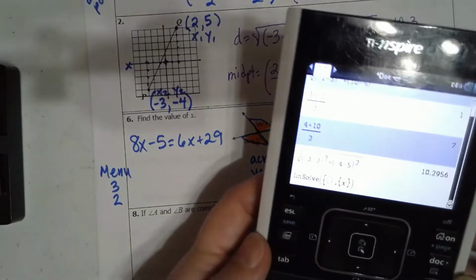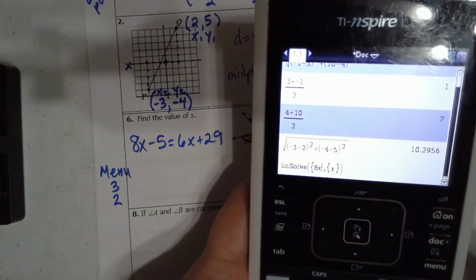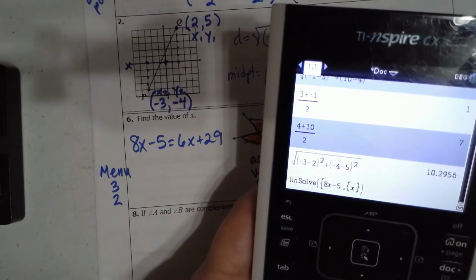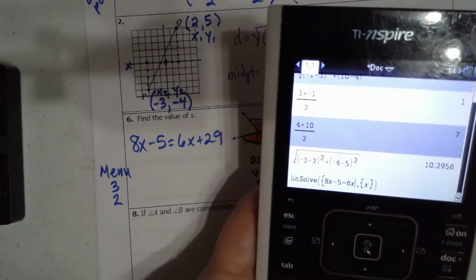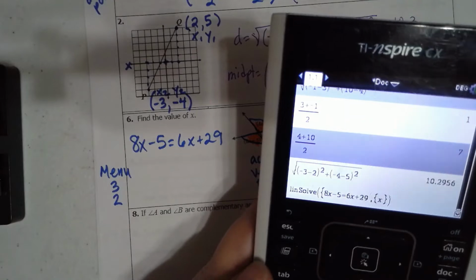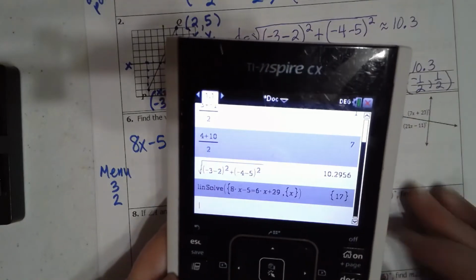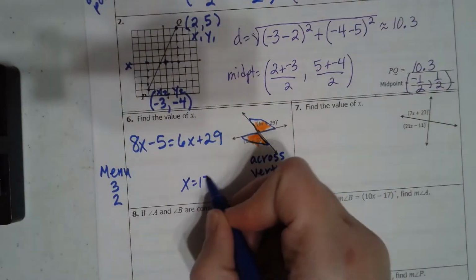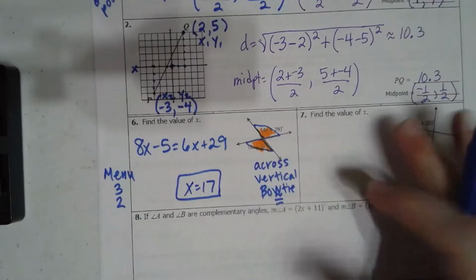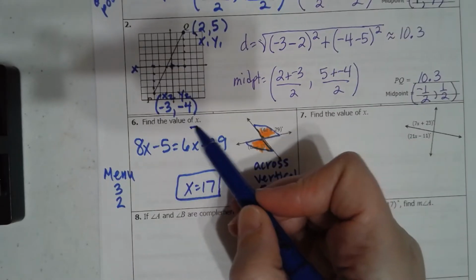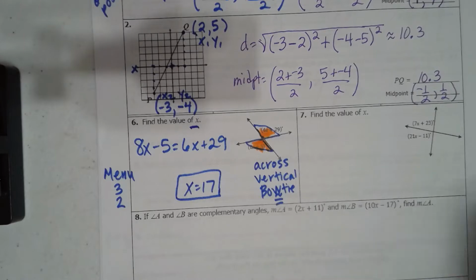So we have our one equation, we're going to type it in: 8x minus 5 equals 6x plus 29, solves for x. X equals 17. Okay. Find the value of x. Check. We found x. Great.